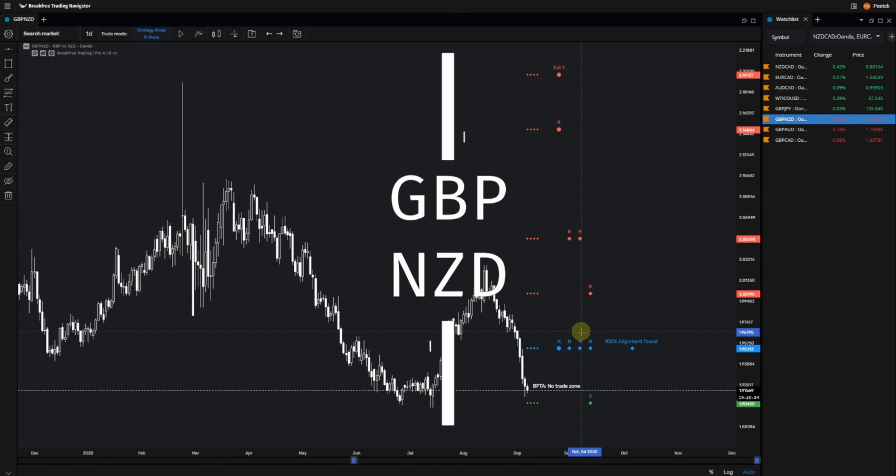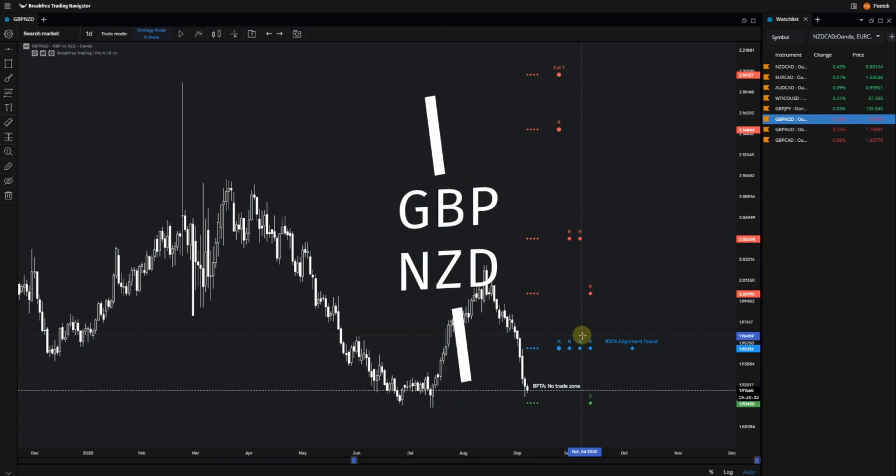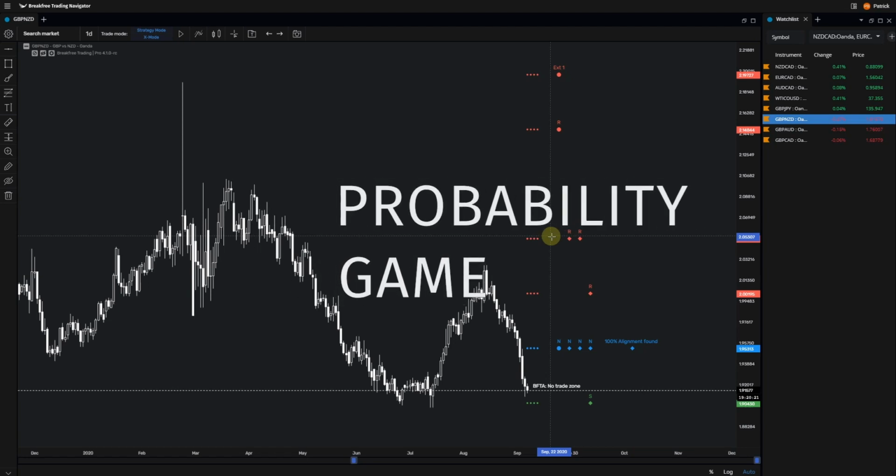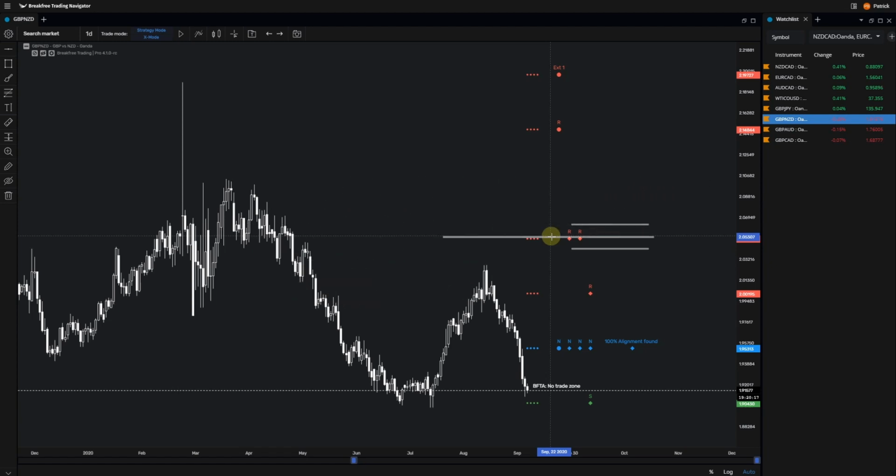GBPNZD, I believe, hit stop loss for some people. So this is a no trade zone now. This is a trade we lost. We did hit a lot of TPs in the last week. So again, if you didn't overexpose, this is not a big issue for you. This is just part of the probability game. You're gonna have some winners, you're gonna have some losers.